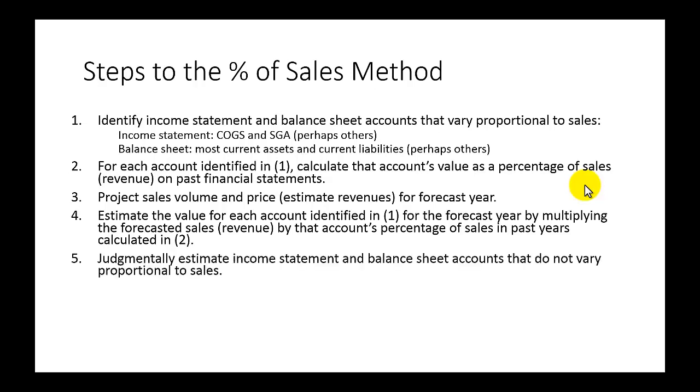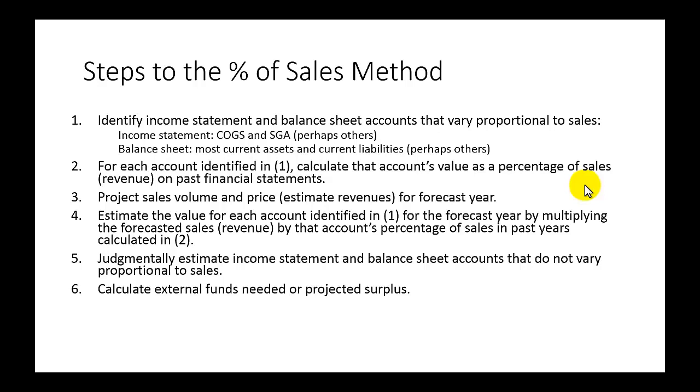Step 5, judgmentally estimate the income statement and balance sheet accounts that do not vary proportional to sales. So there will be several line items on both the income statement and the balance sheet that don't vary with sales, and we're going to have to just use our intuition and our judgment to come up with reasonable forecasts for those accounts. Step 6 is to calculate external funds needed or projected surplus.